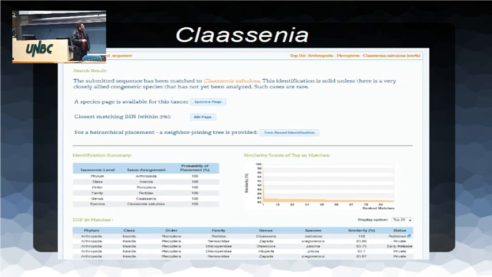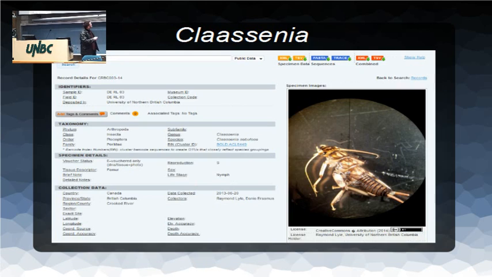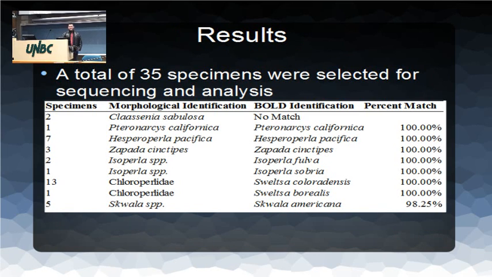You can see a single match in Claassenia sabulosa, and if you click this little publish button, you get to see my picture there and the deposit at the University of Northern British Columbia. So as far as I know, this is the first record that UNBC has on BOLD, so I was kind of excited about that. All right, on to the rest of the results.